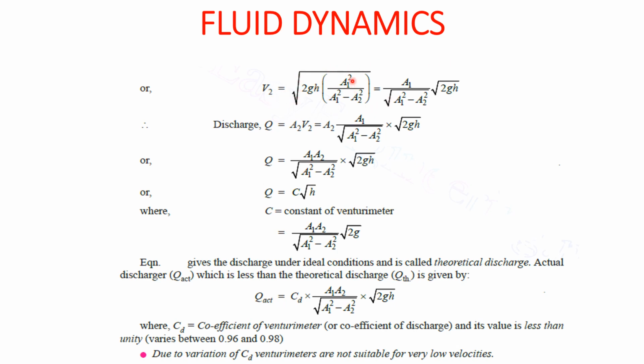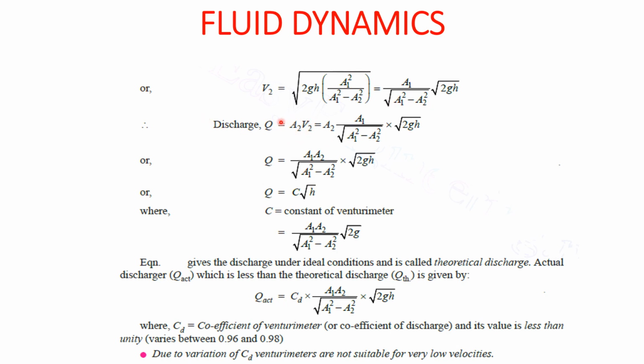This is the equation. Next, V2 square is there, so we have to take the square root. So V2 is equal to under root 2GH into bracket A1 square divided by A1 square minus A2 square. So what value will we get here, just see: under root 2GH is kept as it is.